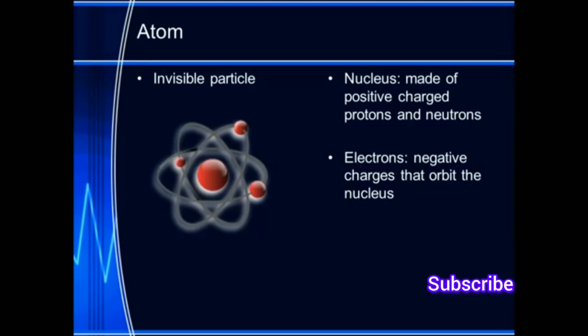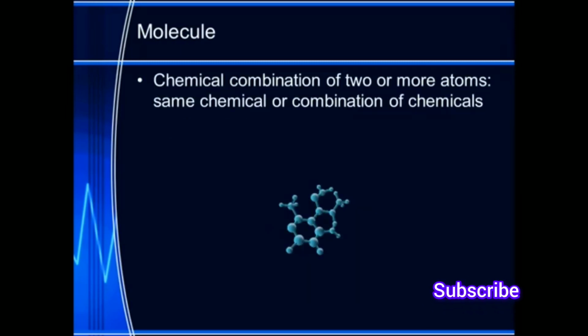And these negatively charged items actually, as we progress in the chapter, interact with one another to combine atoms of different elements to make up then molecules, compounds, which eventually become parts of our very microscopic cells. So, again, the atom is invisible. The nucleus is made up of positively charged protons and neutrons, and electrons are negative charges that orbit around the nucleus at different distances also.